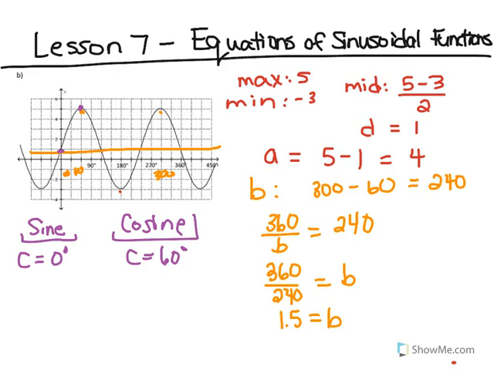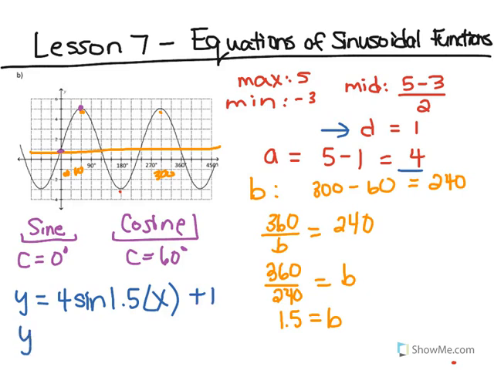So to write our functions, we'd have y is equal to, our A value is 4, sine, our B value is 1.5, x, because it's a sine, it's not moving anywhere, so we don't have to put minus 0, it's the same thing as x, plus our midline, which is plus 1. And cos is the same thing for cos 1.5, except it has been moved. x minus 60 degrees plus 1.